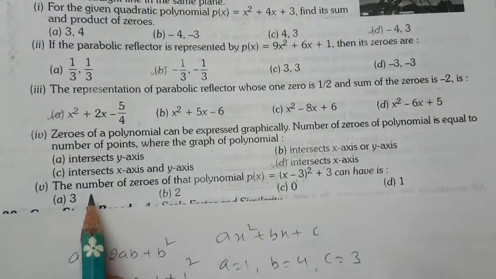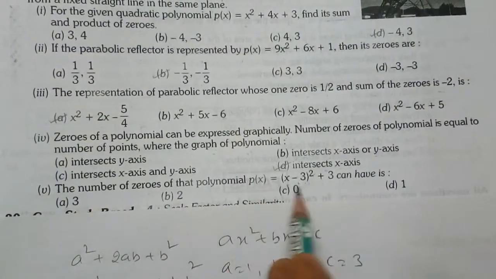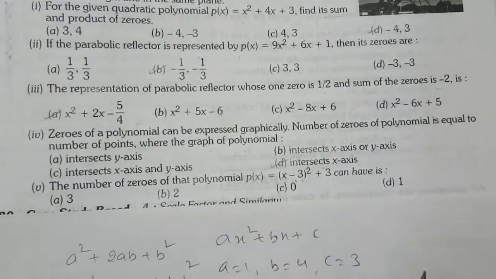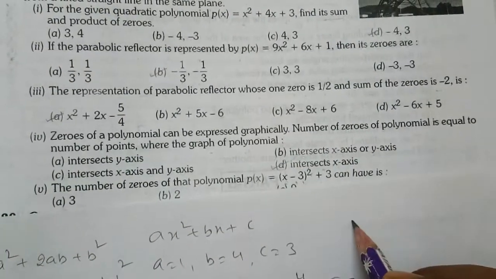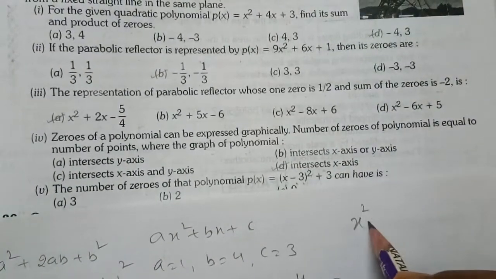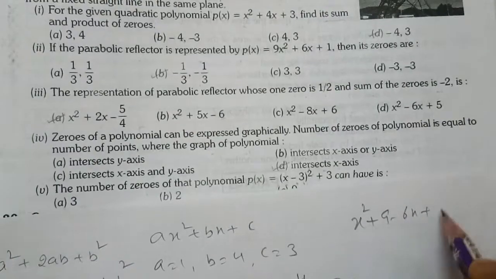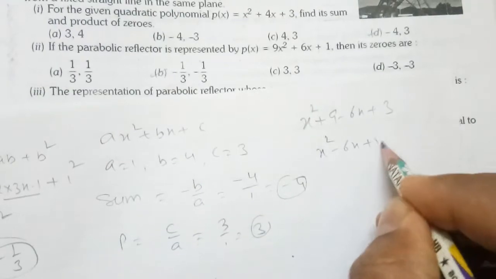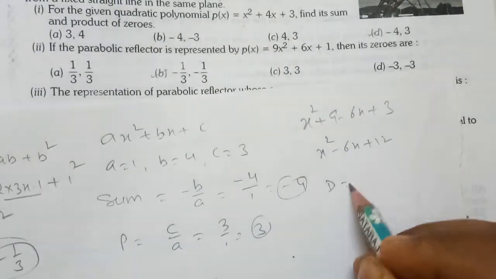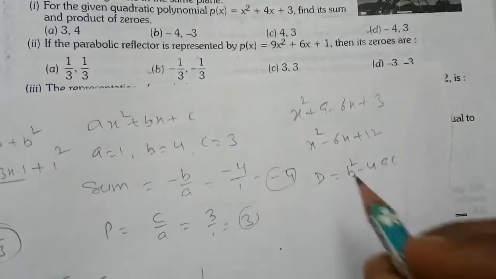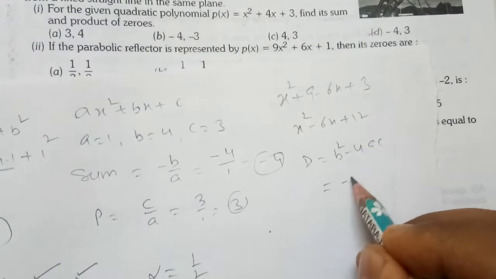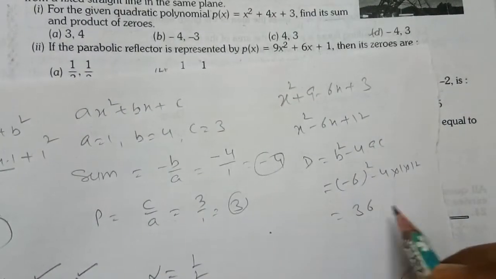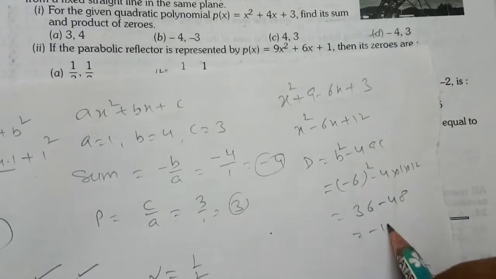Now last part is the number of zeros of the polynomial x minus 3 whole square plus 3. So here, if we open the bracket, it becomes a square, means x square plus 9 minus 6x plus 3. When we open this bracket, we will get the quadratic x square minus 6x plus 12. And when we find the value of D, which equals b square minus 4ac, it will come negative: minus 6 whole square minus 4 into 1 into 12. So 36 minus 48, which equals minus 12.